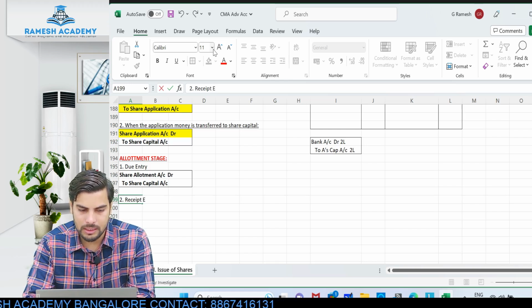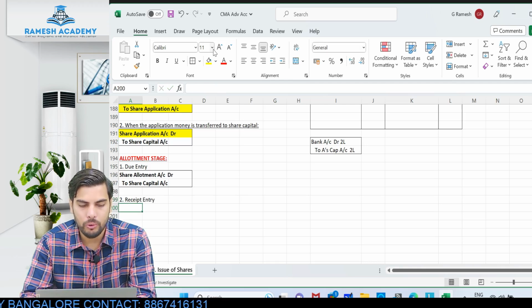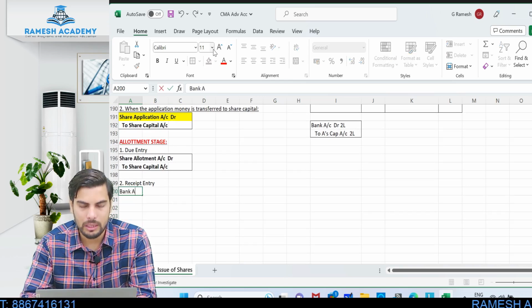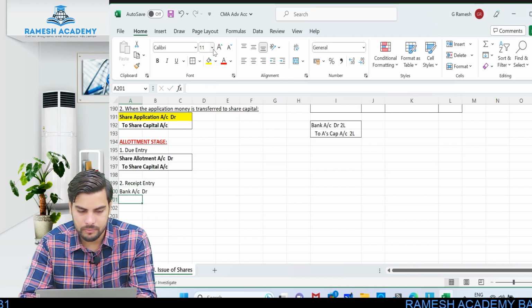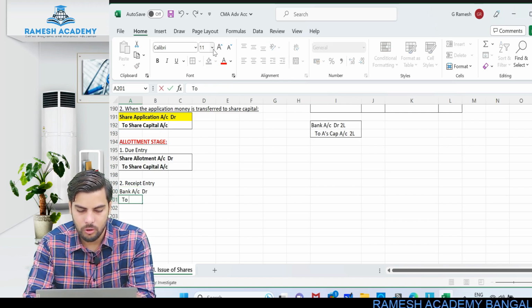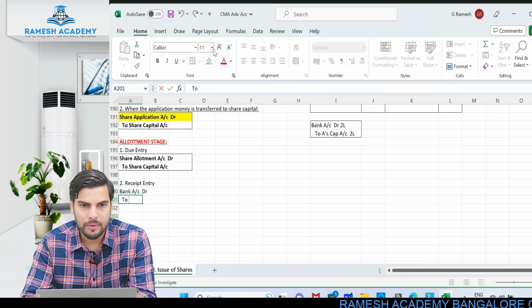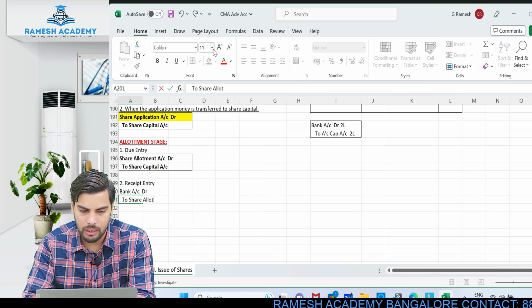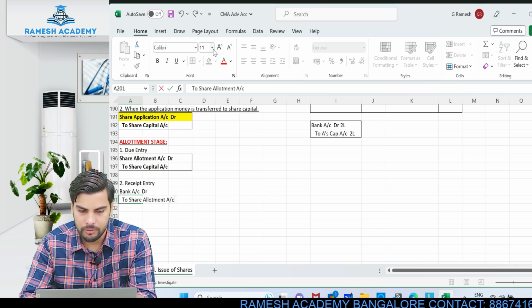Let us understand what exactly will be the entry. Whenever I receive any amount, don't you think the bank account will come into the picture? When I'm receiving any amount, I need to debit the bank account. Whenever I make a payment, I'll be crediting the bank account. So I'll pass the entry like this: bank account debit, to what? From what stage am I receiving this? I'm receiving this amount from the share allotment stage, so to share allotment account.